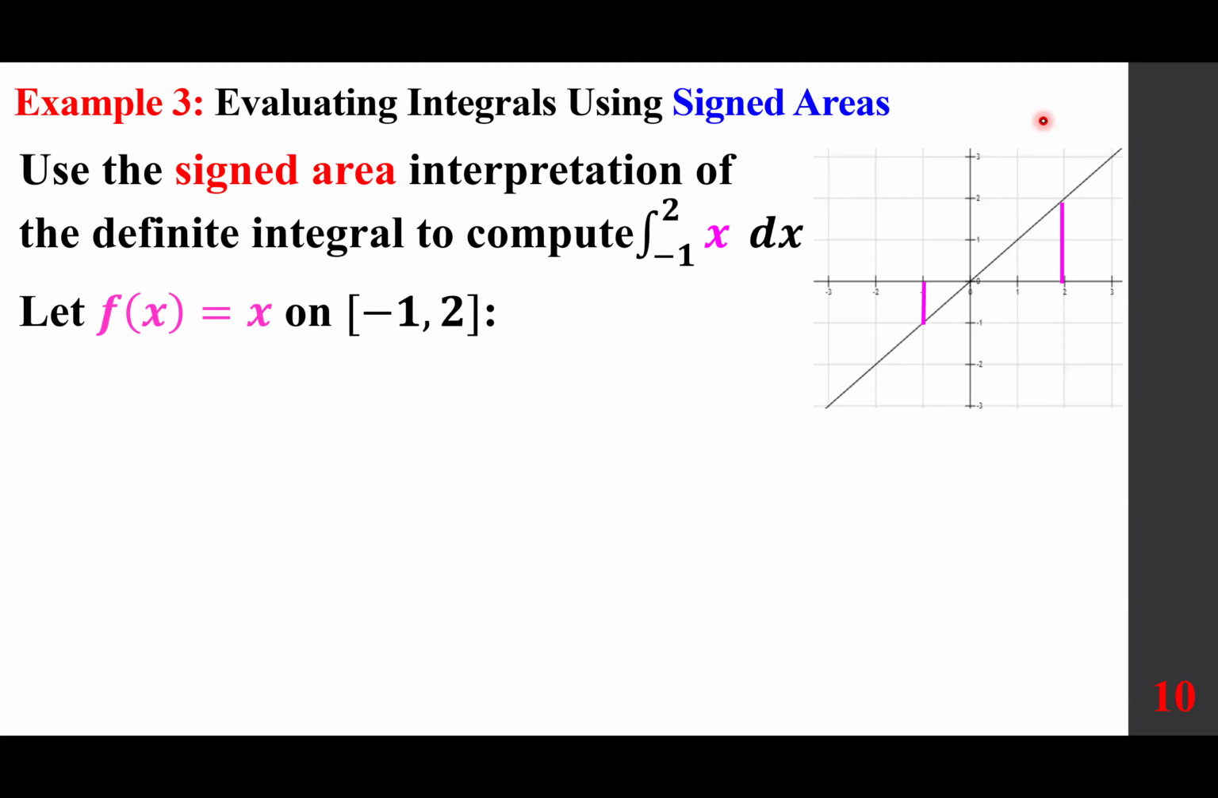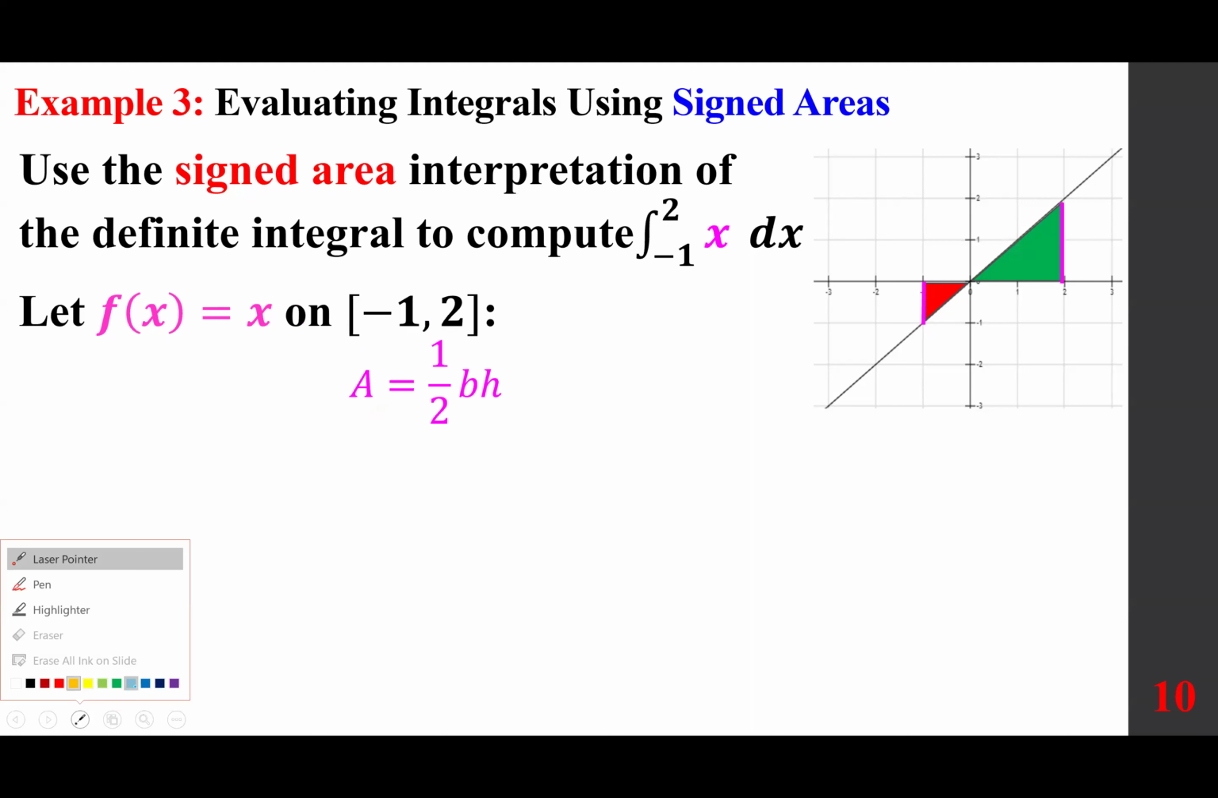We want to go from -1 to 2. So we want this area minus this area. Why is that? Over here, the function is positive. Over here, the function is negative. So it's the signed areas, the difference between the two areas. And each one is a triangular shape. We follow A equals half of base times the height.